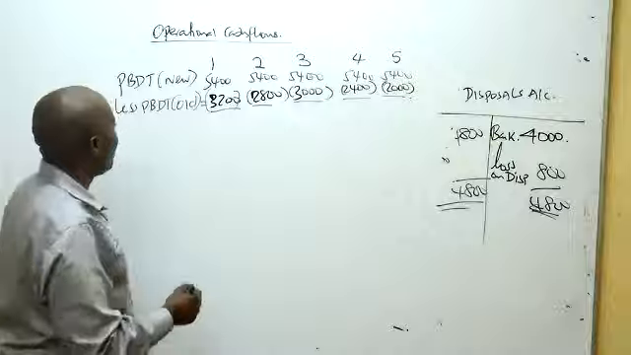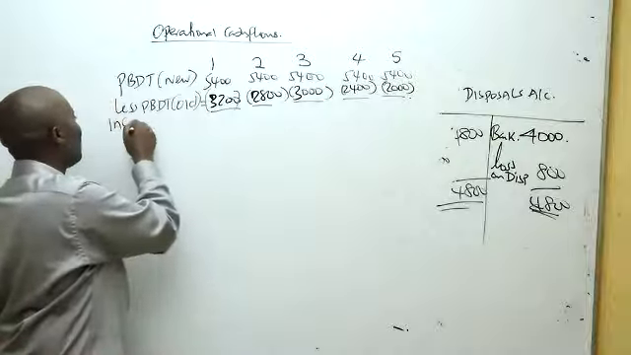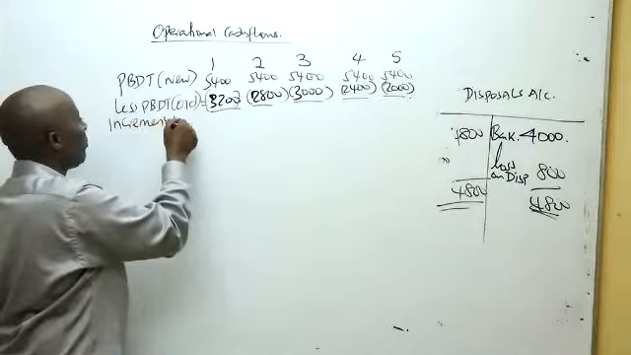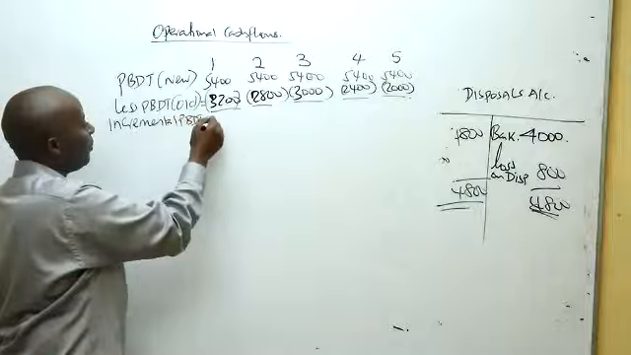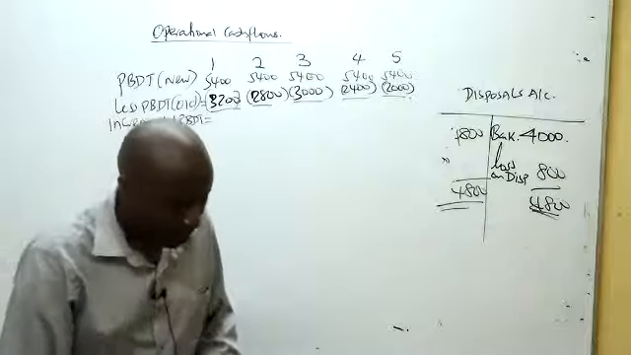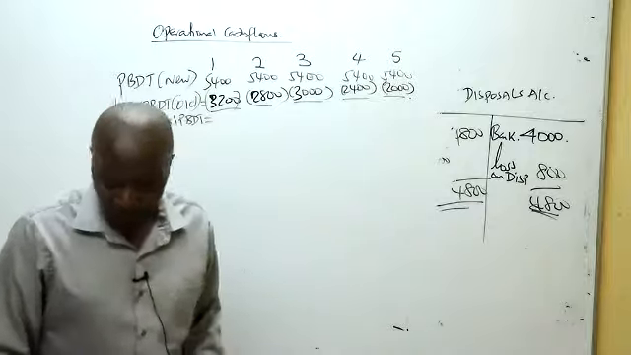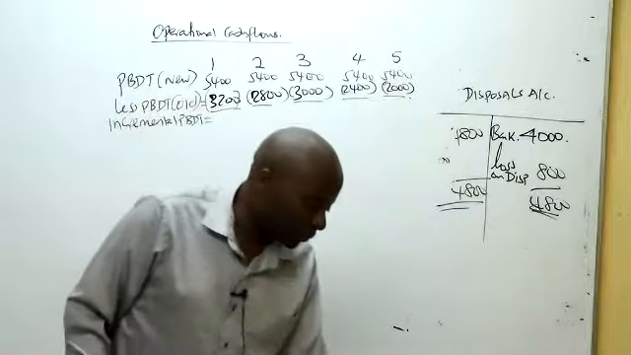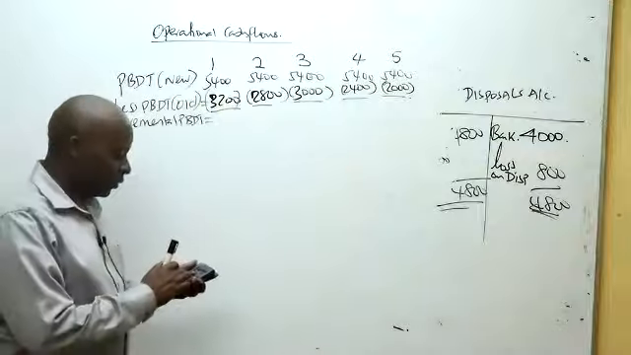Give us the incremental profit before depreciation and tax. Profit before depreciation and the taxation. I hope you have your calculators. So the first one will be 5,400.